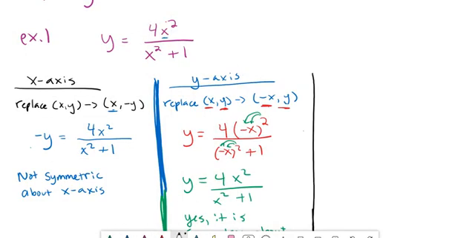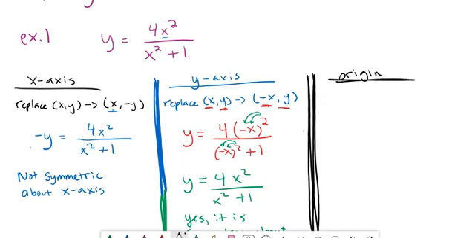All right, and then the last one we're going to do is we're going to test for symmetry about the origin. So again, I am going to ask you to set up all your homework problems exactly like this. You're going to write down replace x comma y, and we know from our notes above that if something has symmetry with respect to the origin, then the point negative x comma negative y, or opposite of x comma opposite of y, is also going to be on the graph.